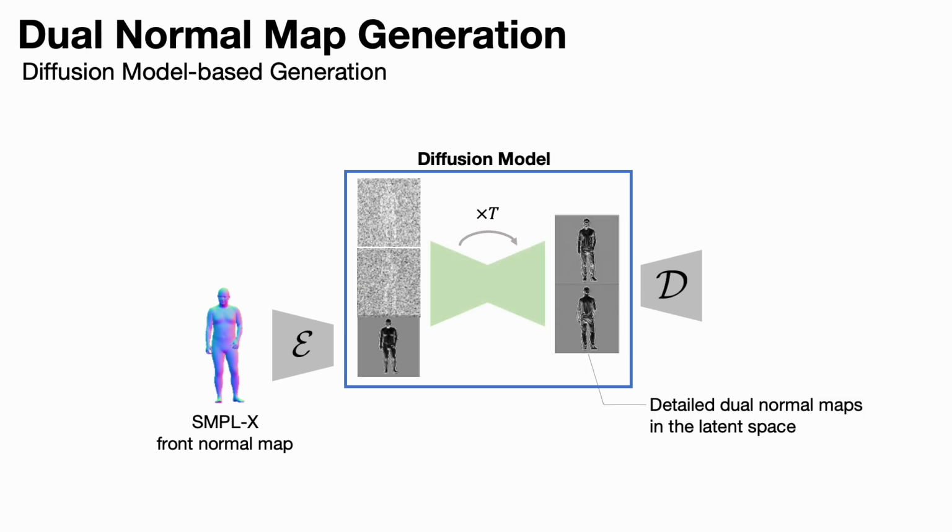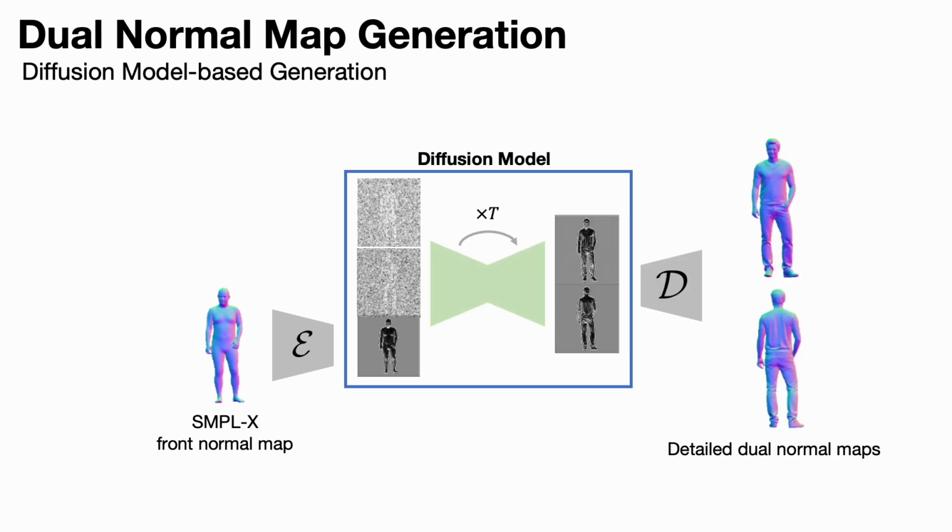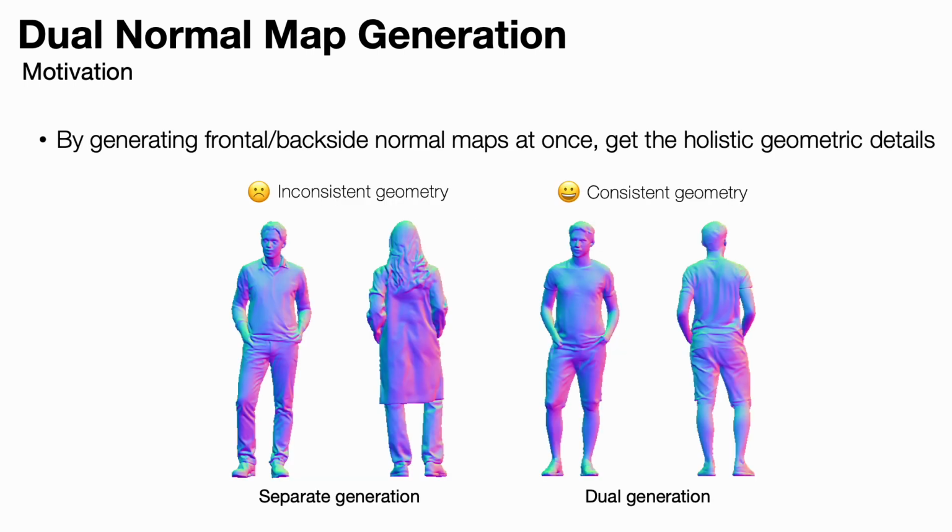During inference, the diffusion model samples the latent codes corresponding to detailed normal maps, conditioned on the simple X normal map. Note that we generate both frontal and backward views of the human body at once, in order to generate holistic geometric details in a visually consistent manner. With separate generation, we may get inconsistent geometry due to the randomness of diffusion models. On the contrary, our dual generation scheme produces consistent geometry of a single identity and clothing.